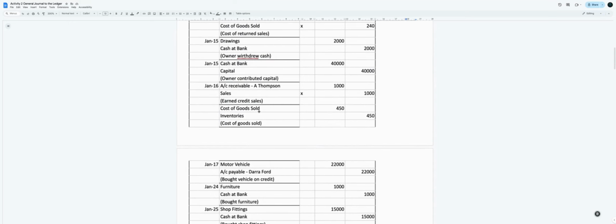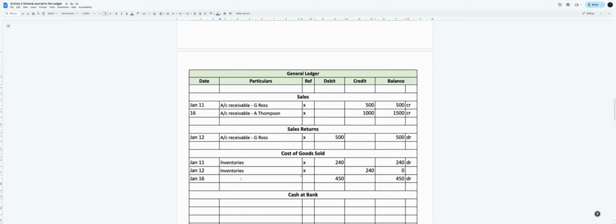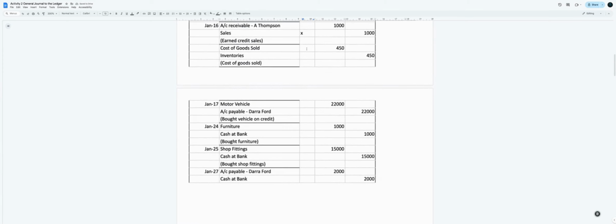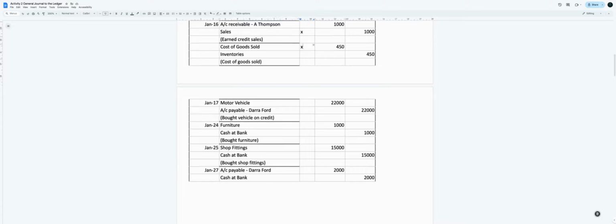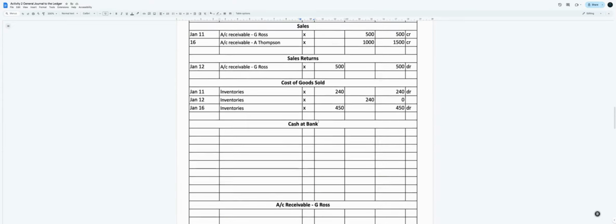Going back to that one on the 16th, I see the other account being affected was inventories. And I just write that in there. Because I've posted it, I put my reference check in, and then I come up here and I put my reference check there. Scrolling through to see if I've got any more cost of goods sold. It doesn't look like there is any, so I now move on to my new account called Cash at Bank.